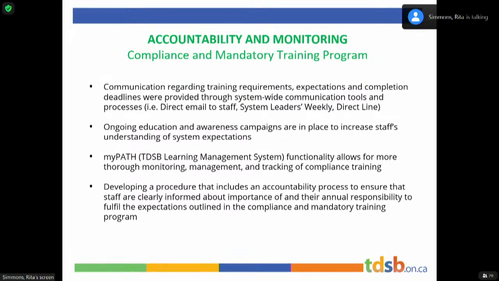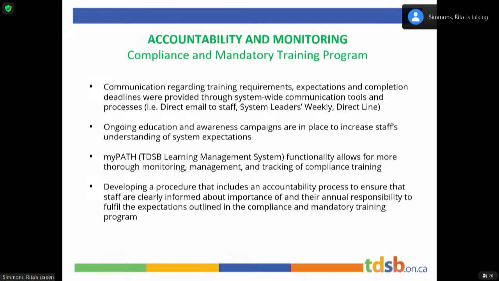In addition, communication regarding training requirements, expectations, and deadlines are provided to staff through a variety of our communication tools, such as direct emails to staff or System Leaders Weekly or Direct Line. We continue to have ongoing education and awareness campaigns to raise the awareness, in particular to our new staff that are hired, so that they're fully aware of the expectations and the responsibilities that they have to complete the training to support them in their work.